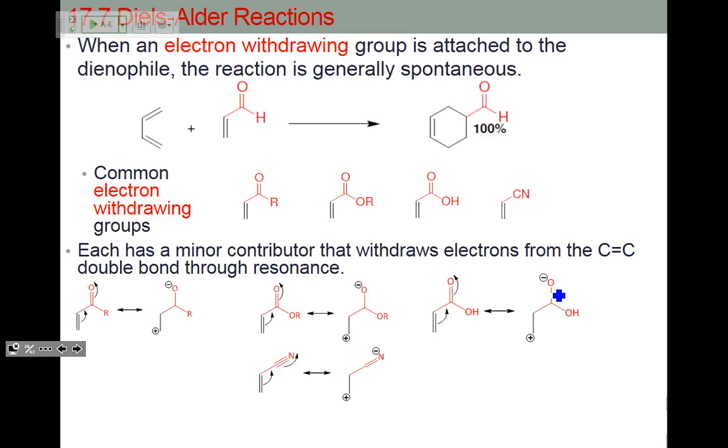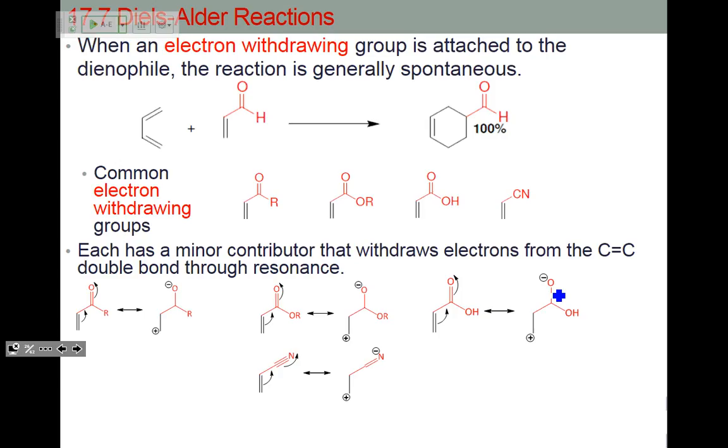Now remember, this happens all at once. So as soon as the first bond happens, it continues to occur. But this shows why we get the attack on the carbon. Notice we would not get the attack on the oxygen because that already has a negative charge in that resonance structure. So any of these that have a carbon with an electron withdrawing group next to it, those are all really good electron withdrawing overall groups.